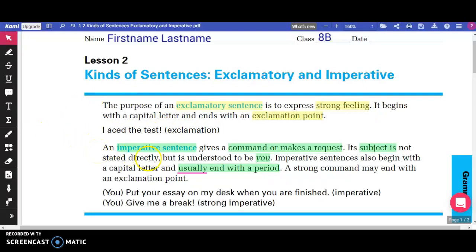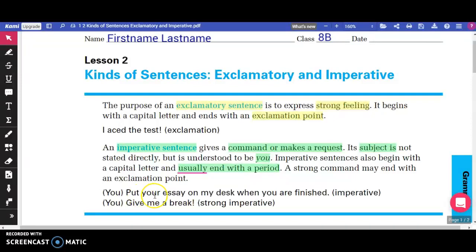An imperative sentence gives a command or makes a request. The subject is not stated directly, but it's understood to be you, meaning that the person the sentence is directed at is you. Imperative sentences also begin with a capital letter and usually end with a period. A strong command may end with an exclamation point.